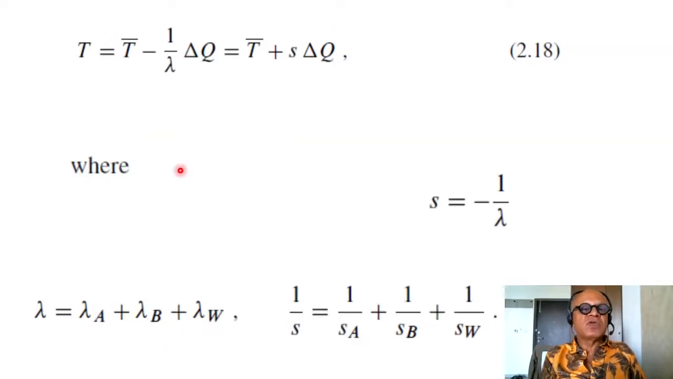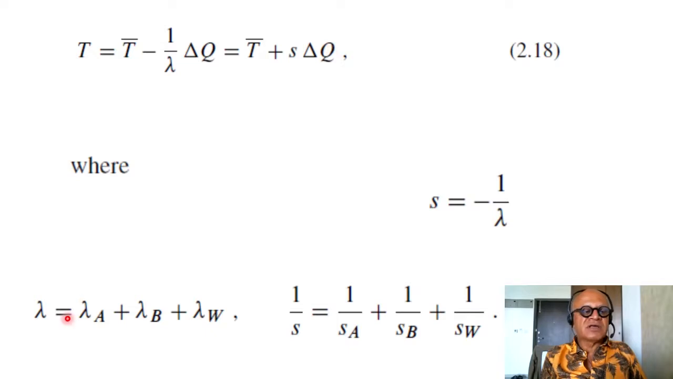Okay, so here you can write the temperature warming that you will get as the climate sensitivity, long-term average, minus 1 over lambda times delta Q, which is the radiative forcing. So you can write 1 over lambda as S, so S equals minus 1 over lambda, which lets us write this as T bar plus S times delta Q. Why do we do that? Because this can be considered as a sensitivity. What is the climate sensitivity to radiative forcing? This is what we are trying to estimate, right?